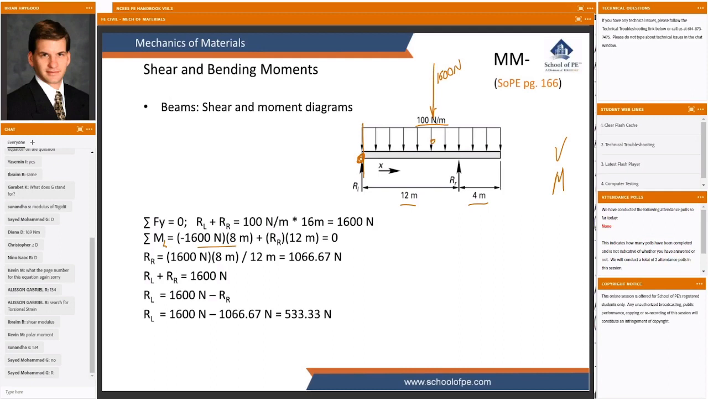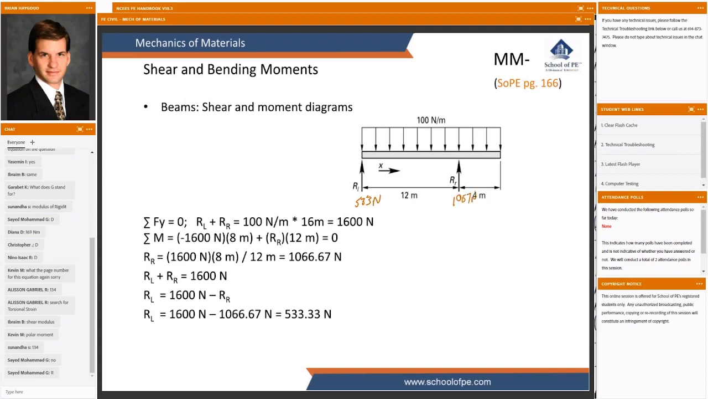So we've got 1600 times 8. It's spinning us clockwise, so that's been called negative. Then reaction force on the right is 12 meters away, and it's going to try and force us the other way. So we've got positive reaction force on the right times 12 meters. And that allows us to calculate the right-hand reaction force of 1,067 newtons. Subtracting that from 1,600 gives us the reaction force on the left of 533. So now we have some values to use. This is 533. This is 1067, both in newtons.